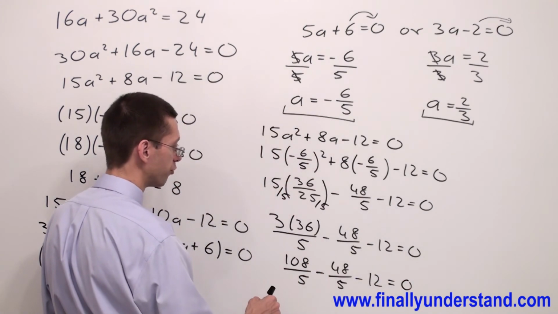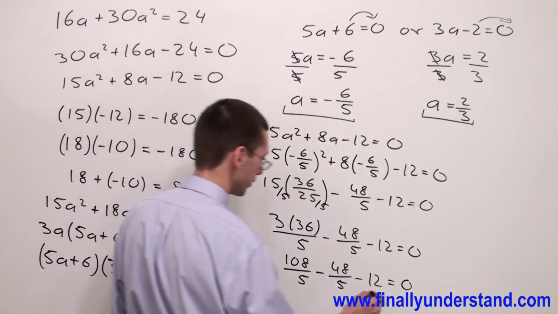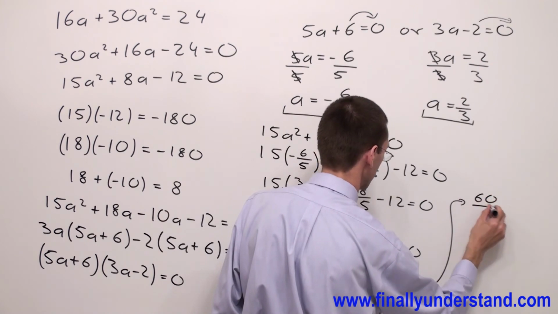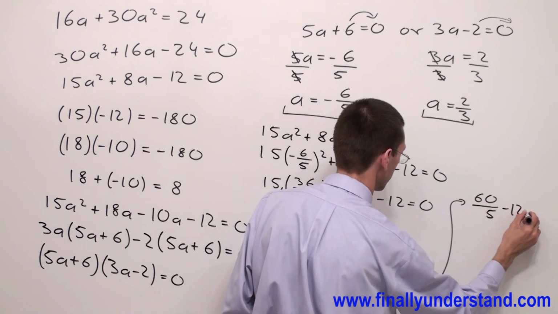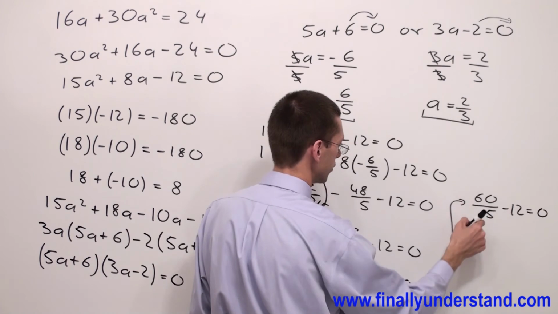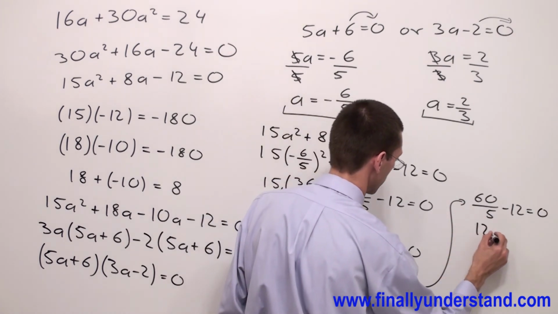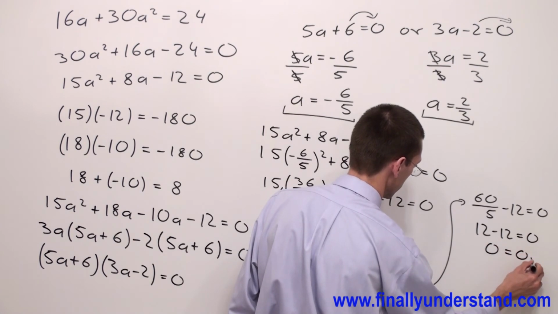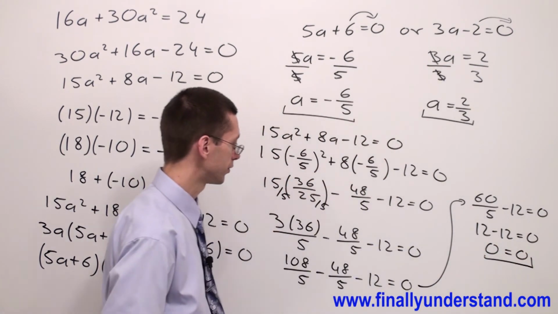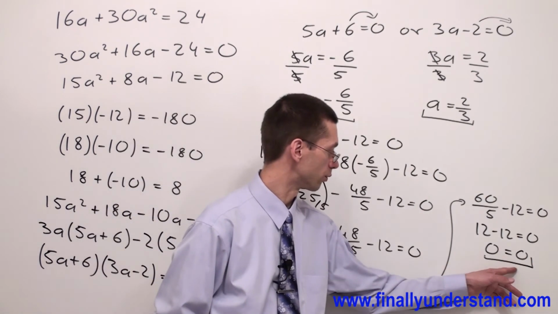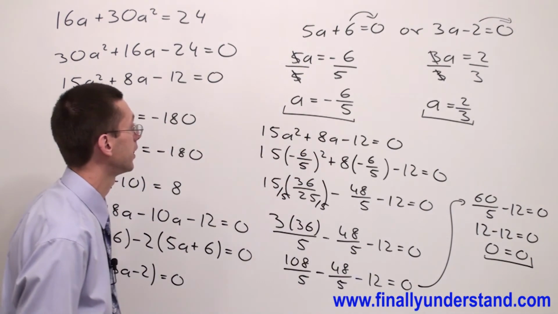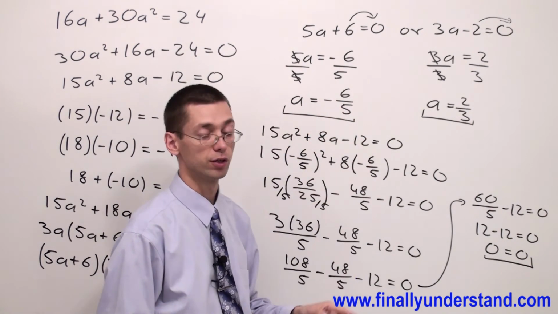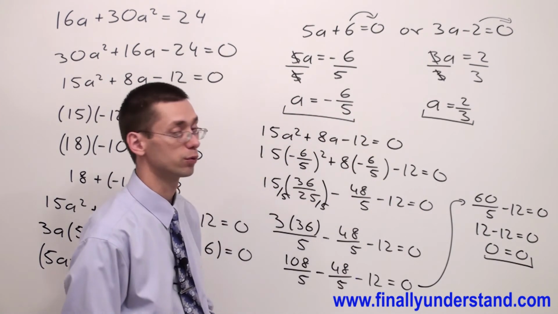108 minus 48 is equal to 60 over 5 minus 12 is equal to 0. 60 divided by 5 is equal to 12, minus 12 is equal to 0, 0 is equal to 0. As you can see, the left side of my equation is equal to the right side. So I can say that a equals negative 6 over 5 is one of my 2 answers, which is correct.